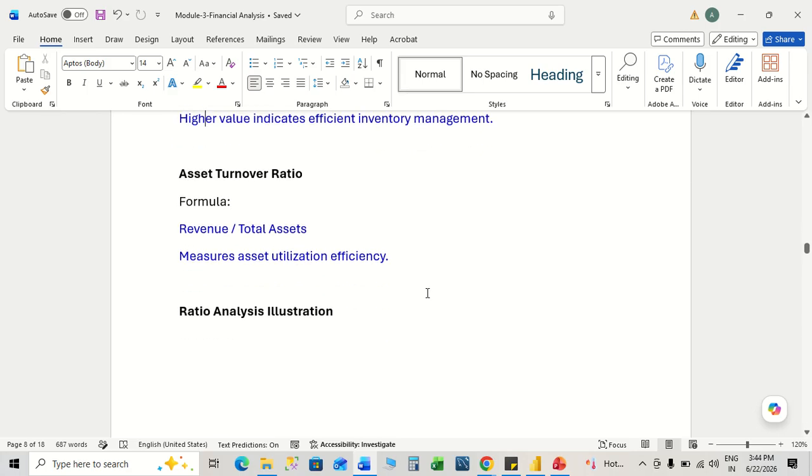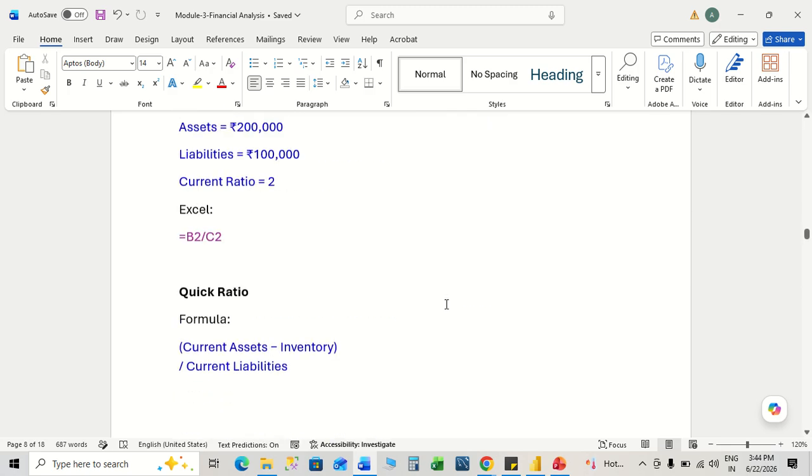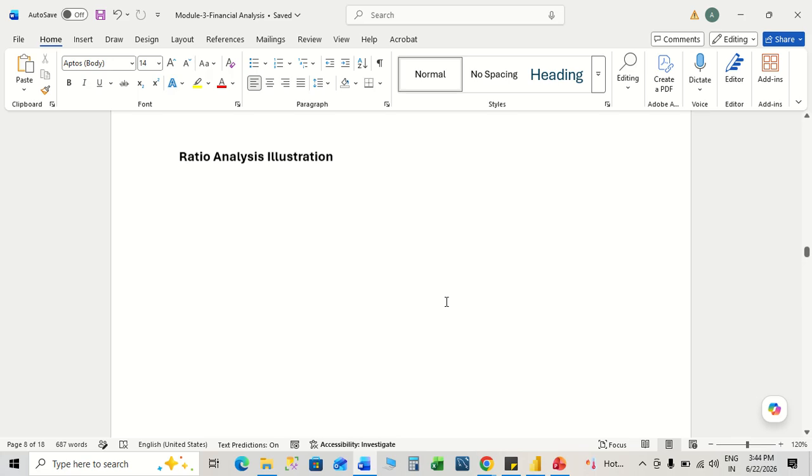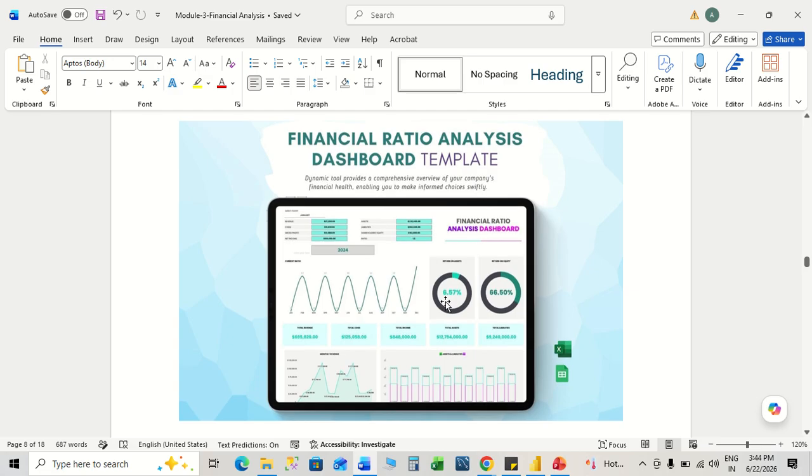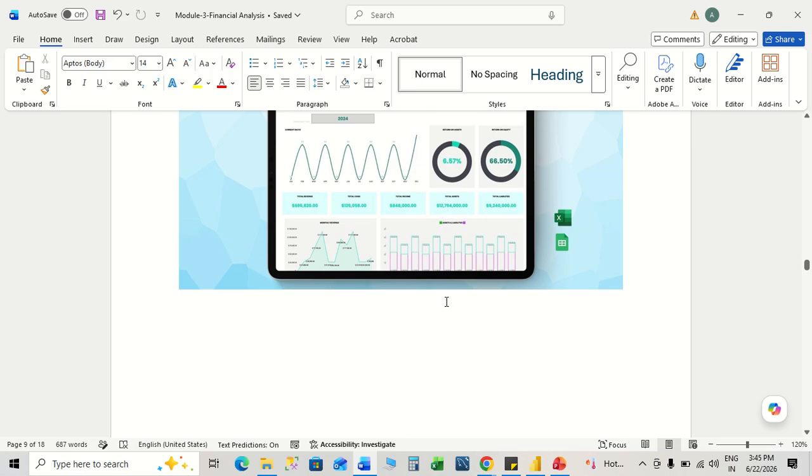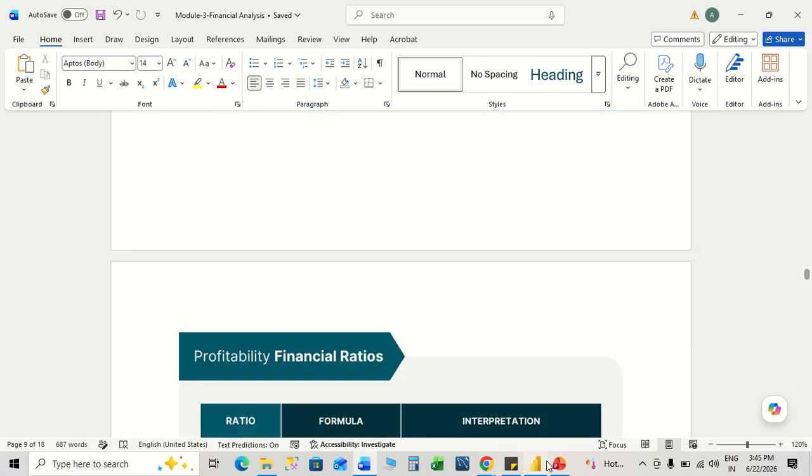Then asset turnover ratio. What is asset turnover ratio? Total revenue divided by total assets gives you the asset turnover ratio. It measures asset utilization efficiency. All right, mostly these are the theoretical parts. Let's discuss this first. Then ratio analysis illustration, financial ratio analysis dashboard template. So we can create a dashboard like this.